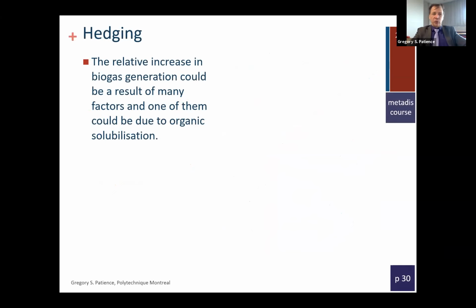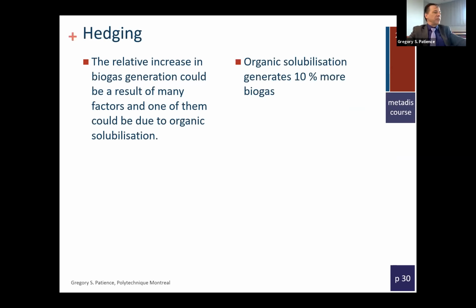So we have hedging. The relative increase in biogas generation could be a result of many factors, and one of them could be due to organic solubilization. So here we have 2 hedges. When you're hedging so much, you're losing ethos. Your reader's wondering, well, did you do the work? So in fact, organic solubilization generates 10% more biogas. Now, there is some sort of doubt because I put 10%. I didn't put 10% plus or minus 0.1% with a p-value of 0.005.